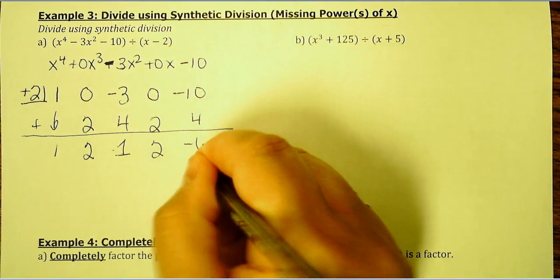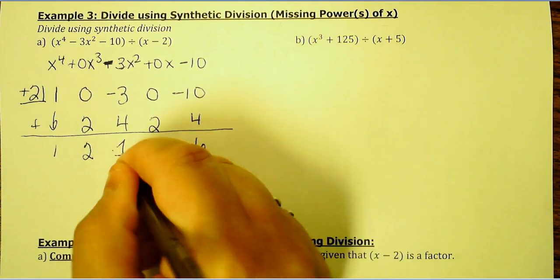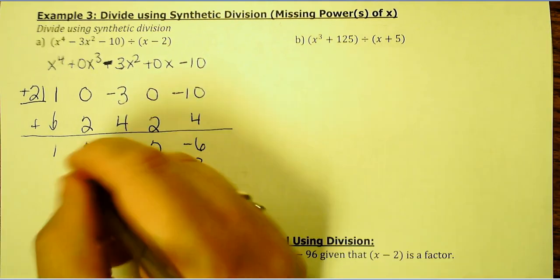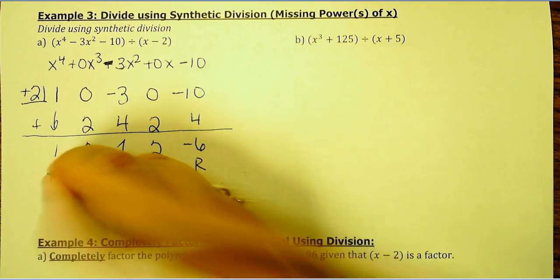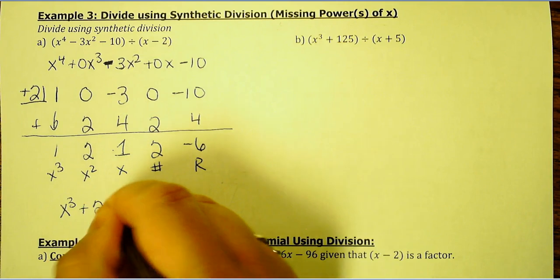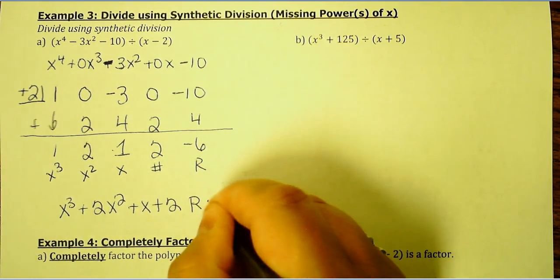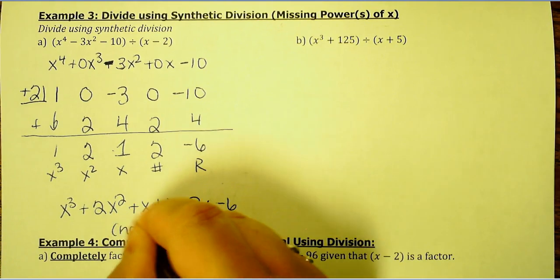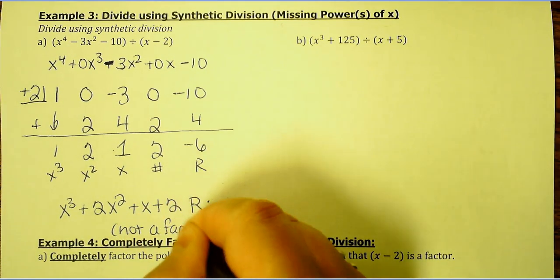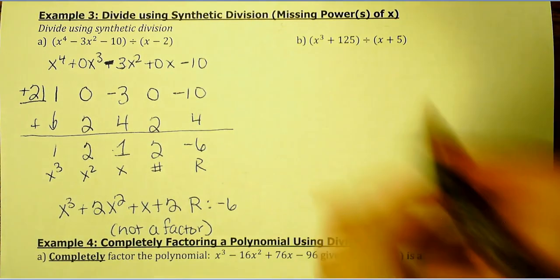Okay, remainder is always on the far right. Then we have our plain number, and then you just start adding powers of x. So this is x squared, and this is x cubed. So my answer, x cubed plus 2x squared plus x plus 2 with a remainder of negative 6. Again, this is not a factor. Has to have a remainder of 0 if you want to have a factor.